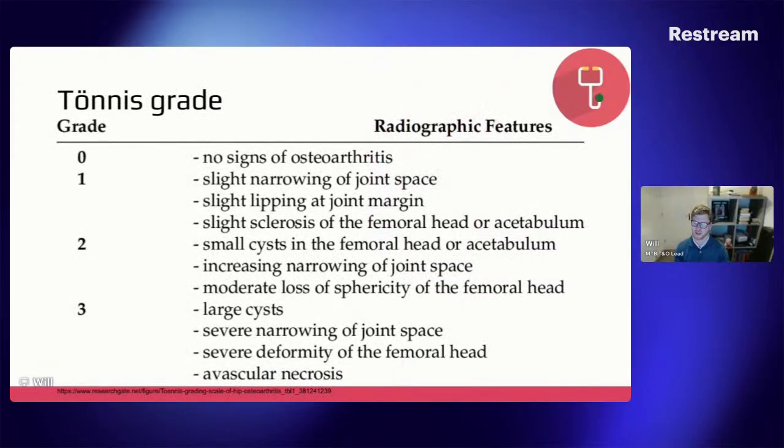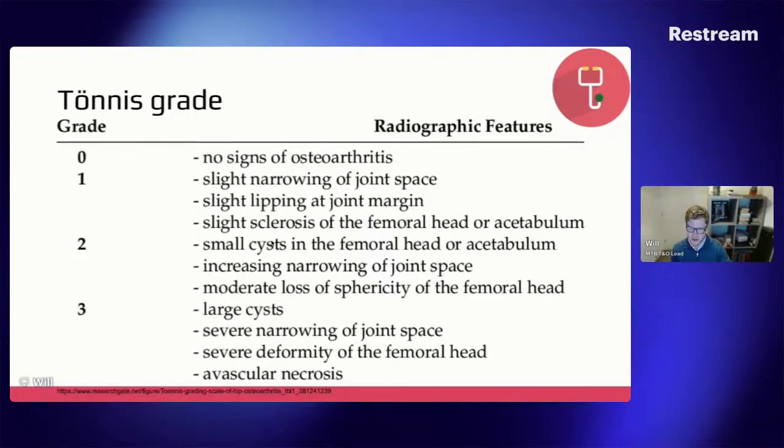So how do we classify osteoarthritis? We're looking at the Kellgren-Lawrence grade. Starting with grade 0 is healthy. In grade 1, we're seeing a slight narrowing of the joint space, a small amount of lipping at the joint margin, and that could indicate early osteophytes, and some slight sclerosis in the femoral head and in the acetabulum. And we'll look at some images of what these look like in a moment.